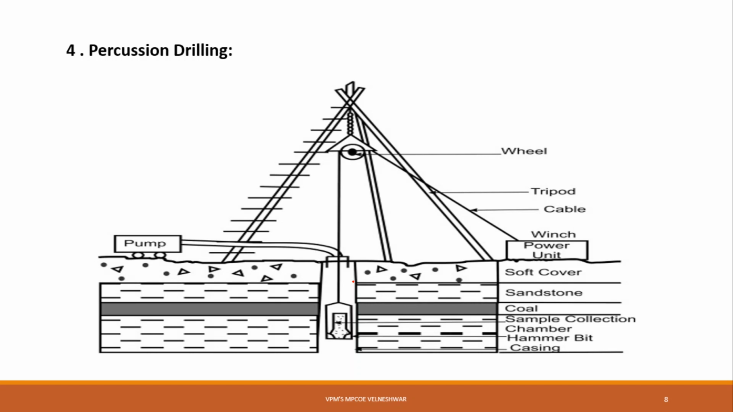Percussion drilling consists of lifting and dropping a very heavy chisel in a vertical hole. The material gets pulverized. If the chisel strikes above the water table, water is added to the hole. For drilling a tube well, percussion drilling is used. For tube well drilling, percussion methods are always used.